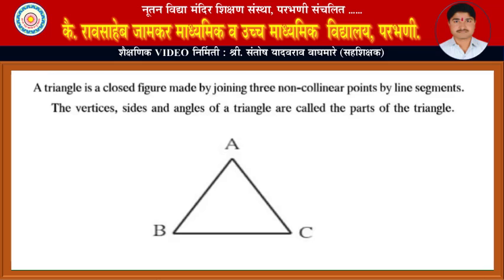The vertices, that is point A, point B and point C, are the three vertices. Sides, that is side AB. You can see side AB here, side BC and side AC. And the angles, angle A, angle B and angle C, are called the parts of the triangle. So the vertices, sides and angles of a triangle are called the parts of the triangle.